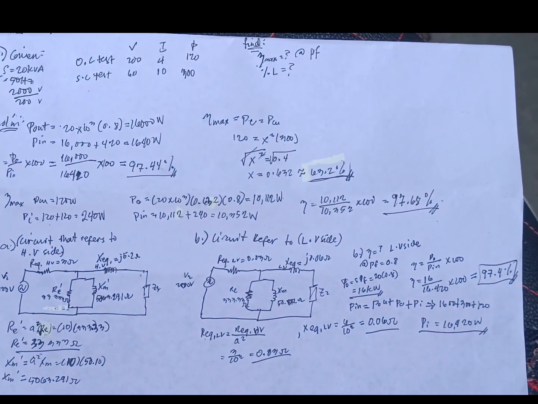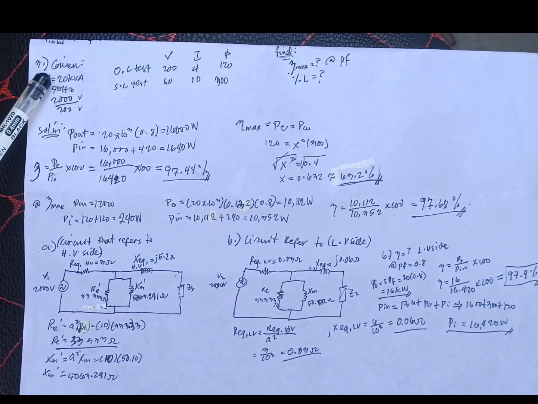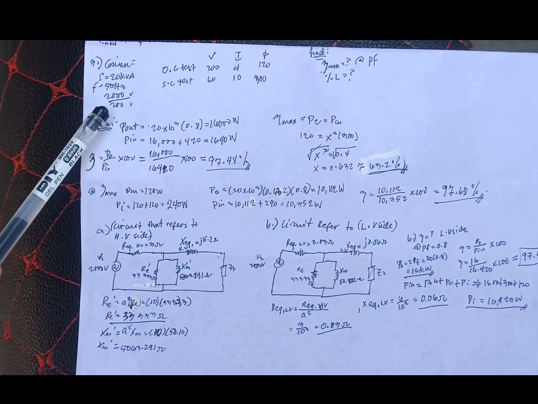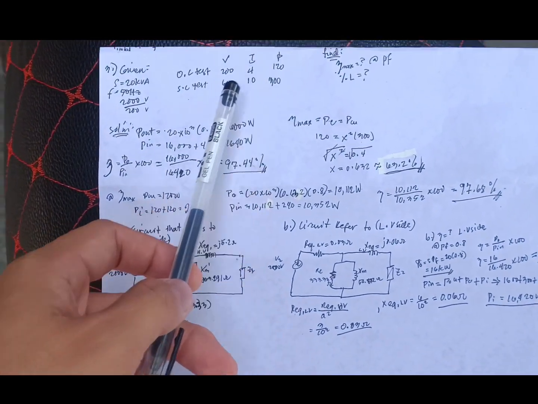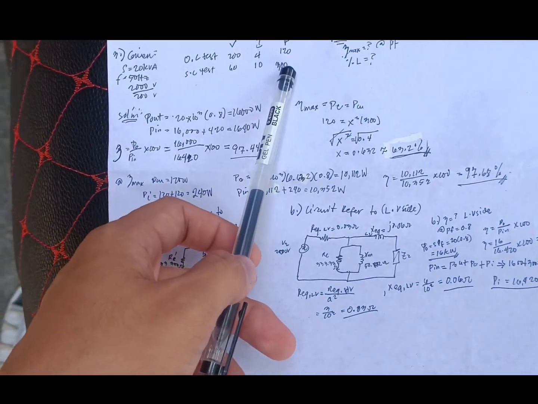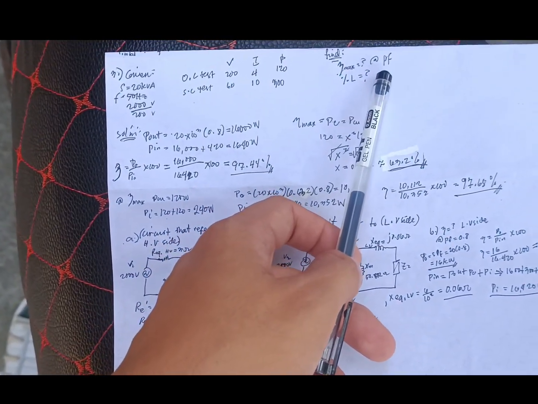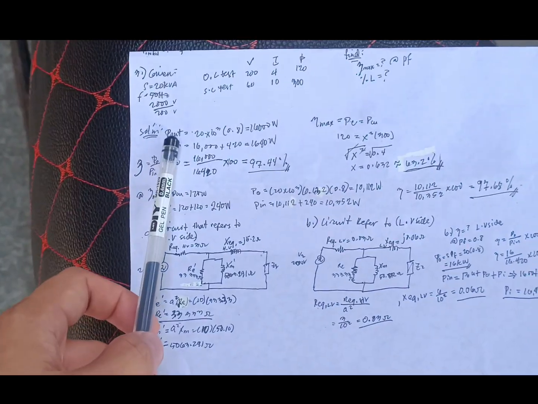For problem 3, we are given an apparent power of 20 kVA, a frequency of 50 Hz, and 2000 volts over 200 volts. For the open circuit test and the short circuit test, we have values, and we need to find the maximum efficiency, the power factor, and the load percent.